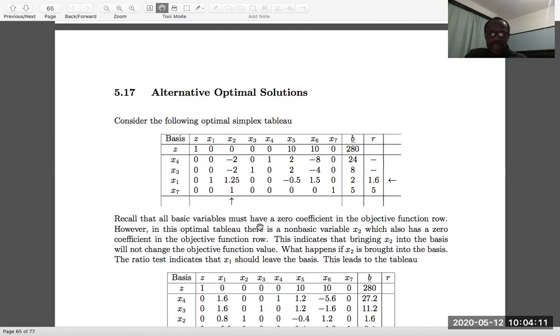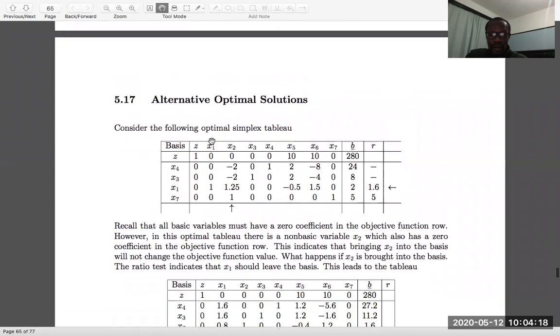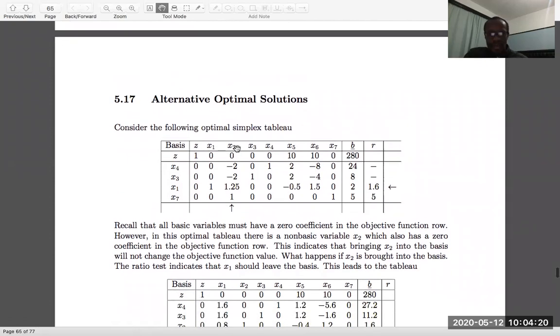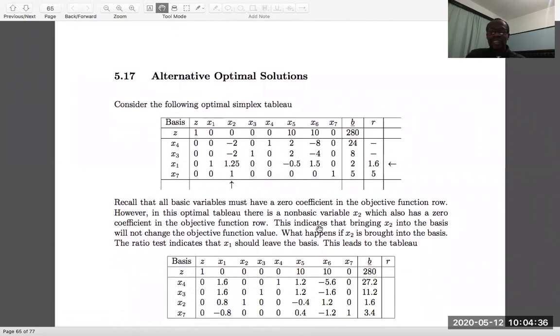Recall that all basis variables must have a 0 coefficient in the objective function, right? So what were our basis variables? x1 and x2 could be our basis variables, and they must have a coefficient of 0 in the objective row. However, in this optimal tableau, there is a non-basic variable x2, which also has a 0 coefficient in the objective function row. This indicates that bringing x2 into the basis will not change the objective function. So you see that x2 here has a 0.